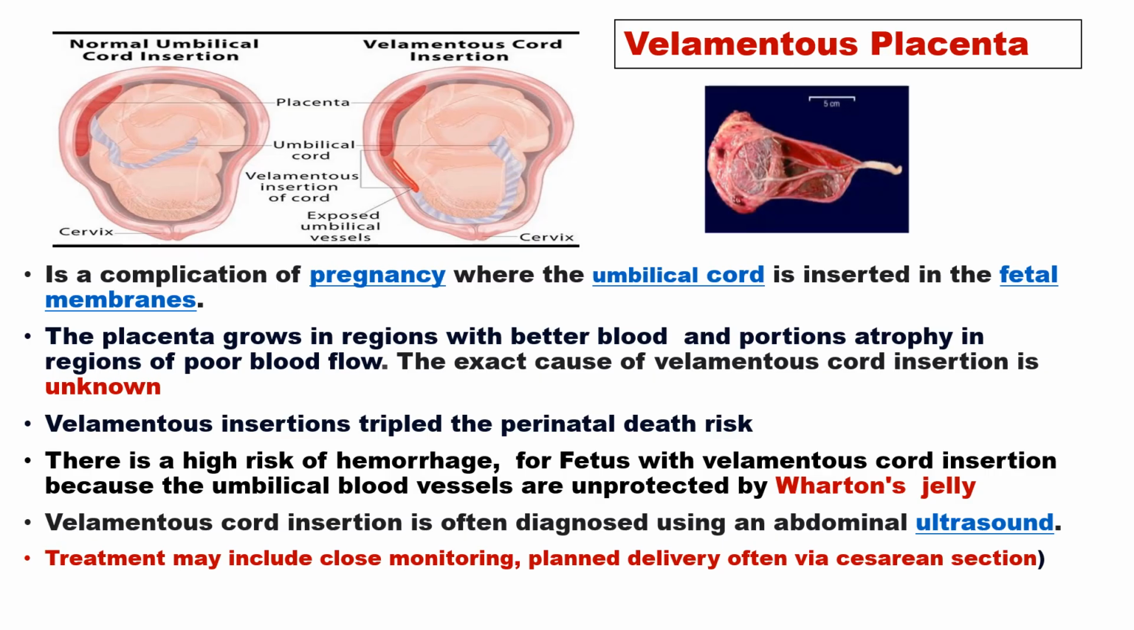The placental growth regions with better blood flow grow, and the portions with poor blood flow atrophy. The exact cause of velamentous cord insertion is unknown. Velamentous insertion triples the prenatal death risk. There is a high risk of hemorrhage for the fetus with velamentous cord insertion because fetal blood vessels are not protected by Wharton's jelly.